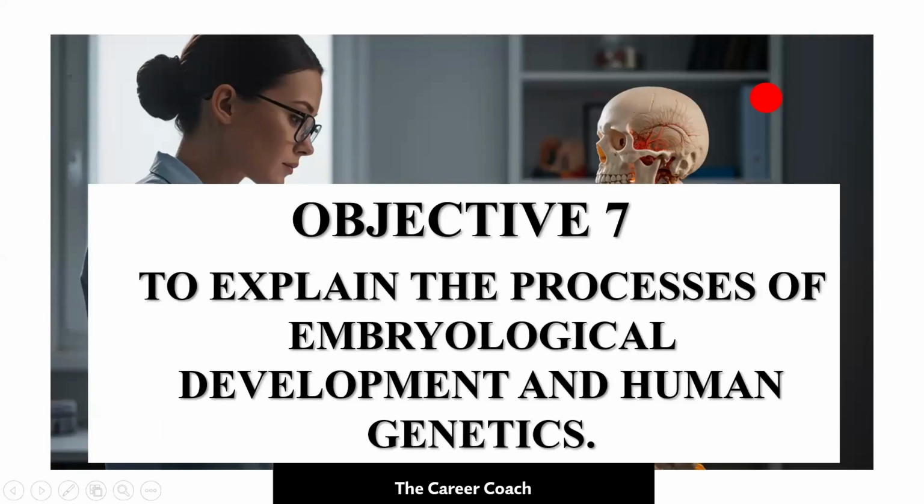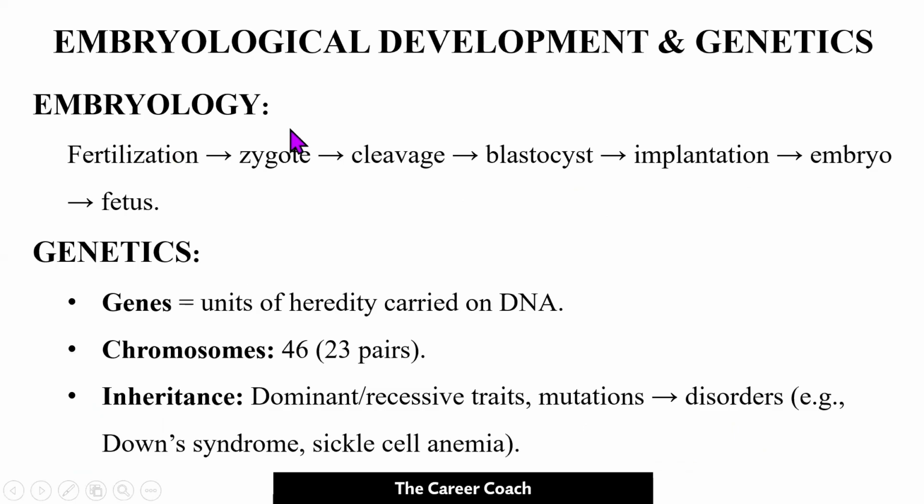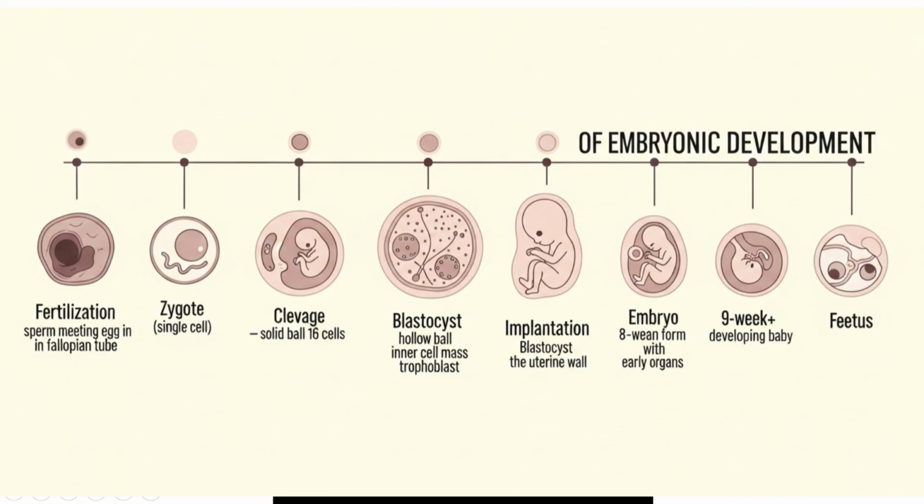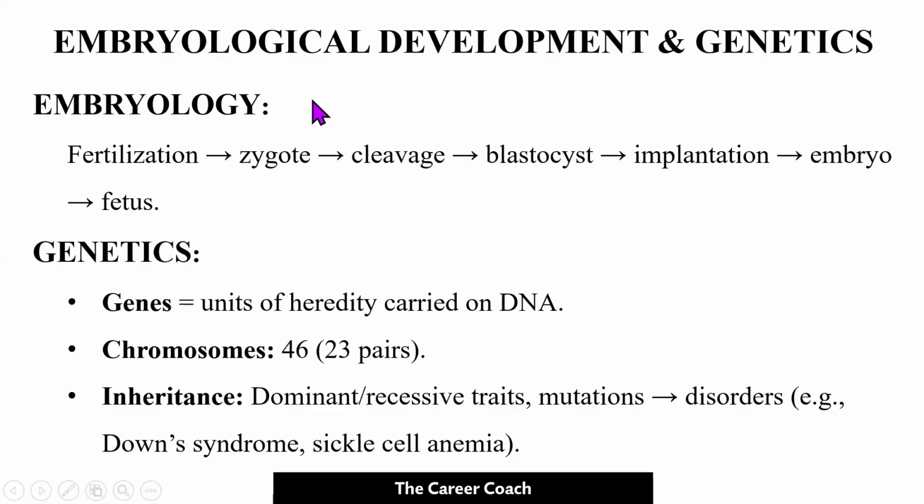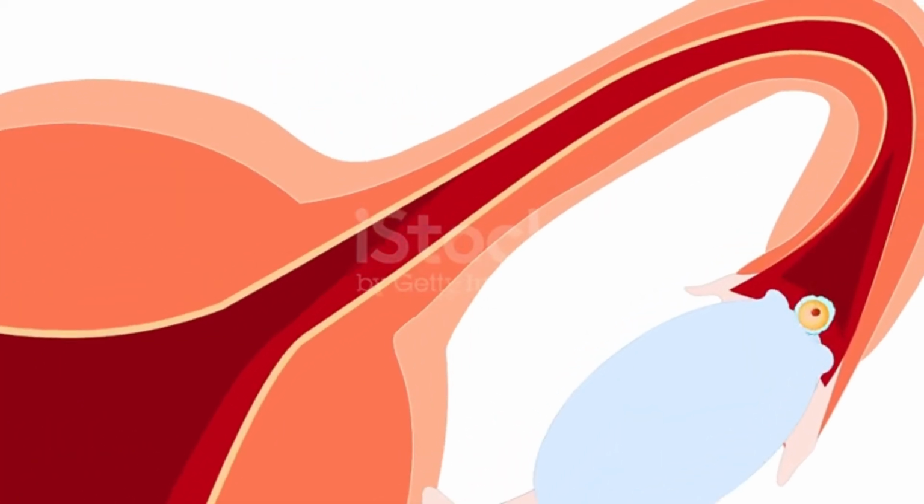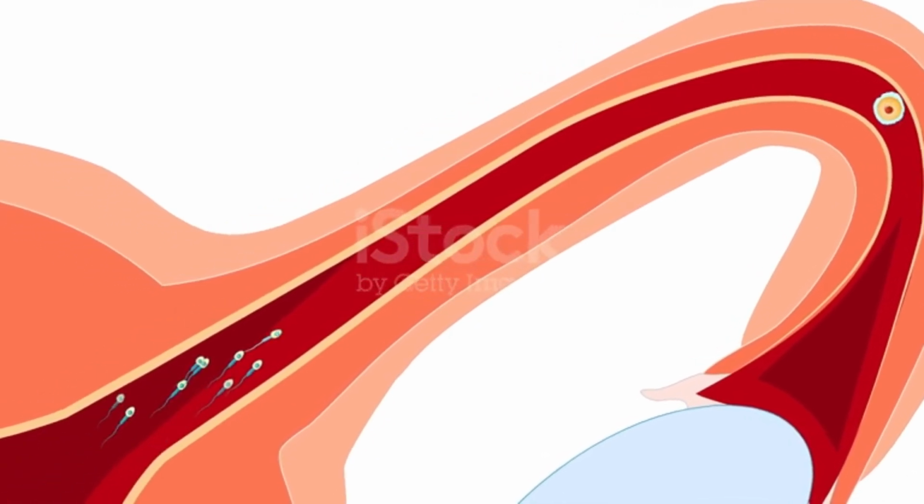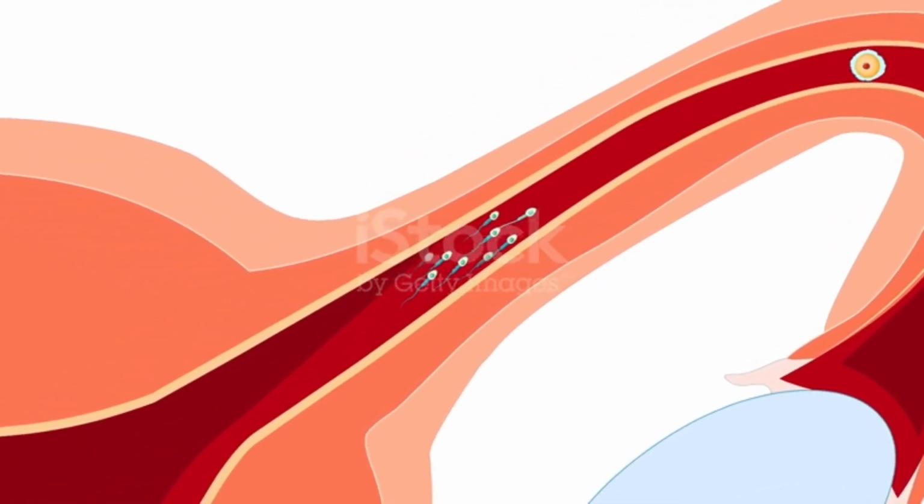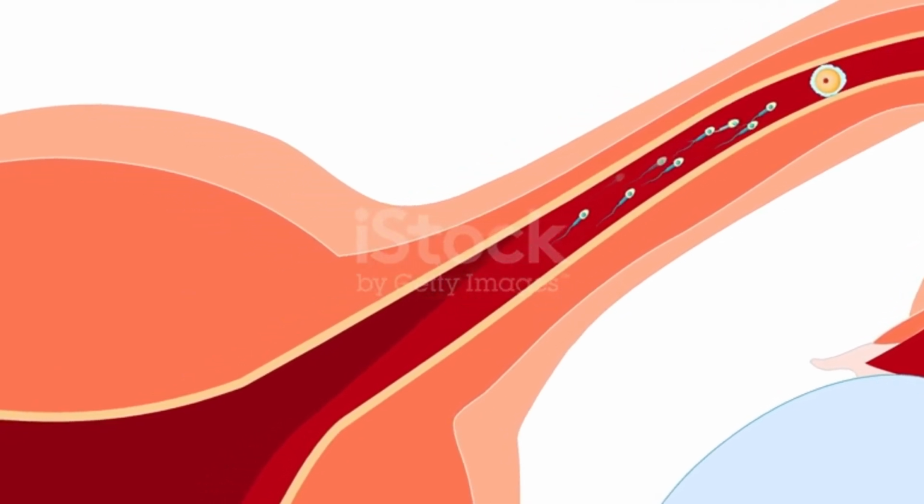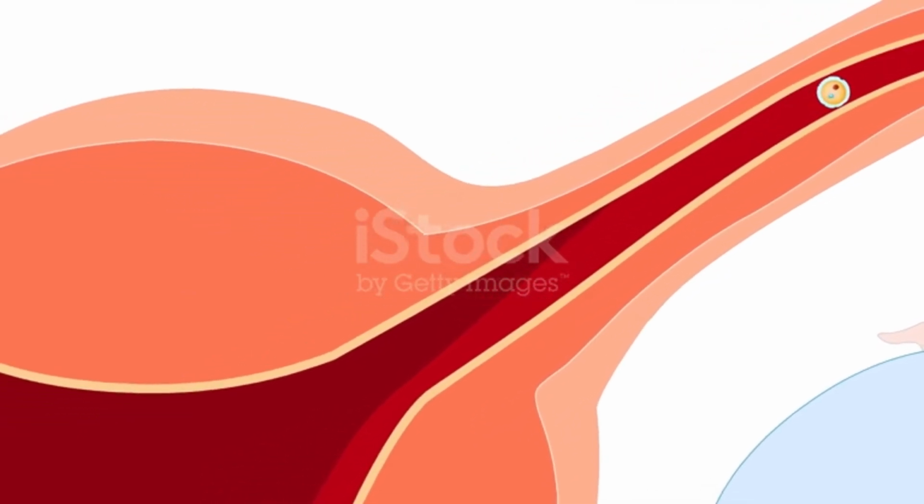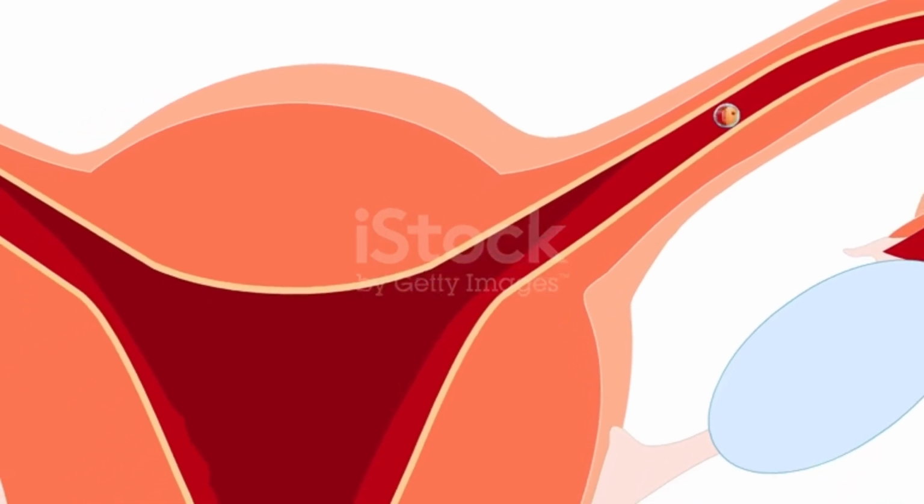Objective 7. We want to explain the processes of embryological development and human genetics. Embryology. Embryology is the science that explains the entire journey from conception or fertilization to the establishment of body systems and early stages of growth. So basically, it begins with fertilization, which is the fusion of the sperm cells, leading to the formation of a single zygote. The zygote is a fertilized egg which begins to divide as it travels towards the uterus.